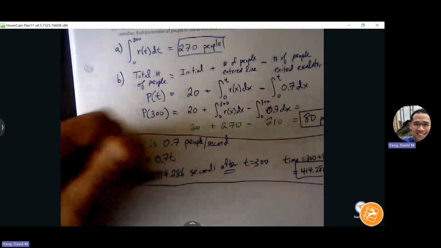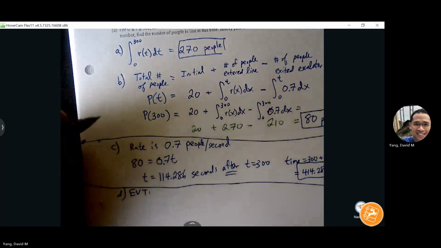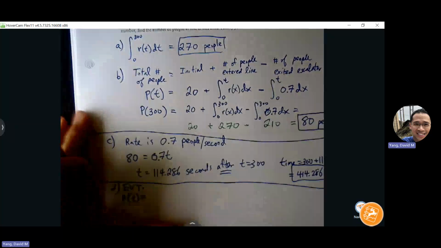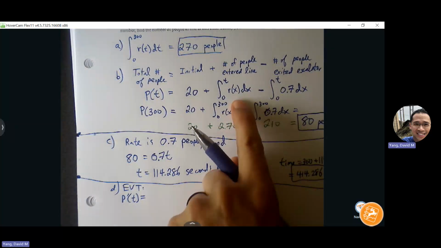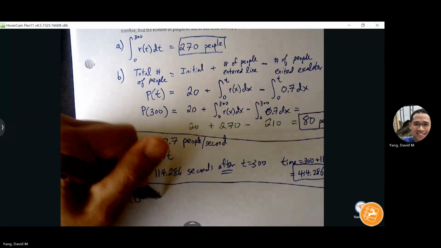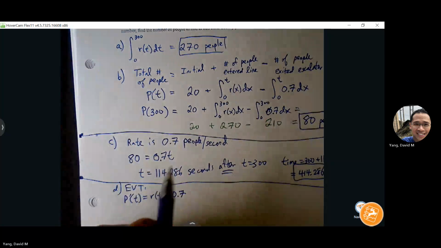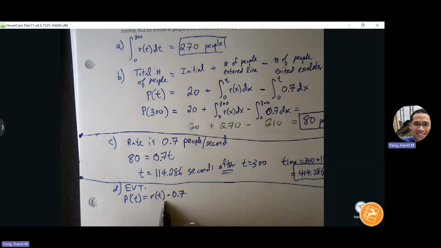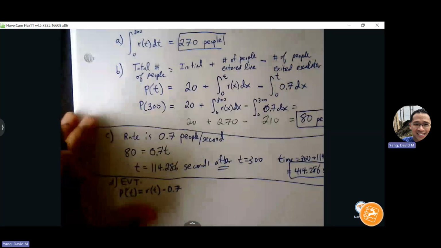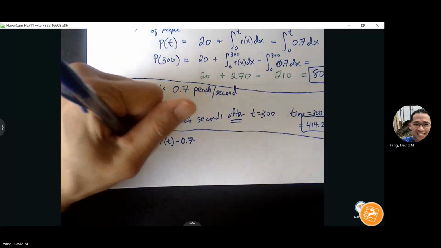So part D will apply EVT. P prime is going to be R of t minus 0.7. Okay, any questions here on how we got to P prime based off of P of t? So set P prime equal to 0. That's how we're going to find our critical points.